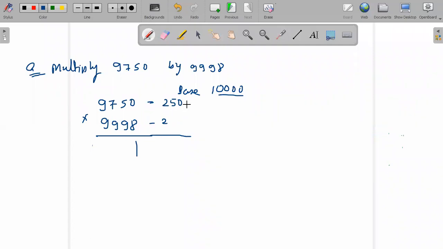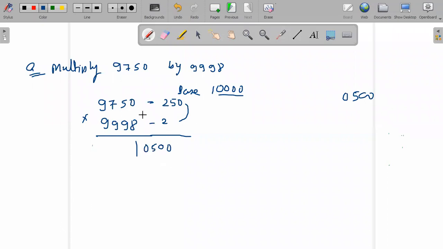The third step is to multiply these two, 250 and minus 2. Minus 250 and 2 means 500 will be there, right? But how many digits are there? 4 digits. So how to write down 500 in 4 digits? You have to put 0 before 5, right? So 0, 5, 0, 0.